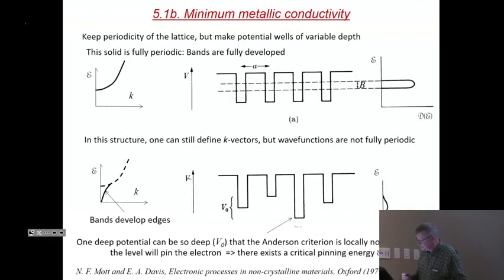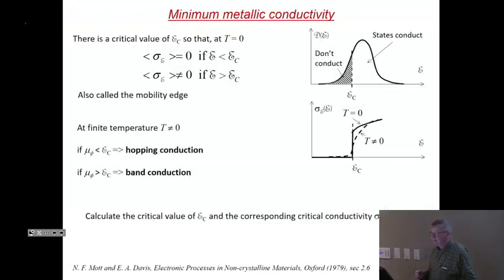So how do we get to those that conduct and those that don't? Of course, there's a critical energy whereby these electrons get pinned. So if they get stuck in a well that's so deep that they're below this critical energy value, they will get localized. If they're above that, they can just move on. Okay, so let's derive that.